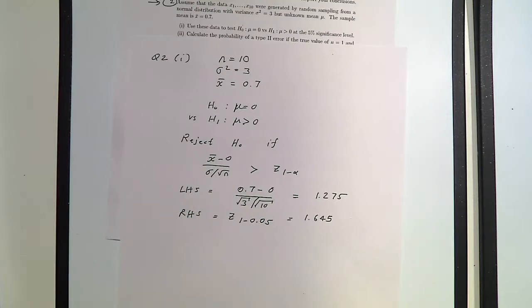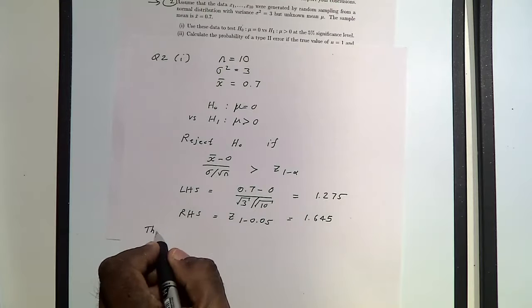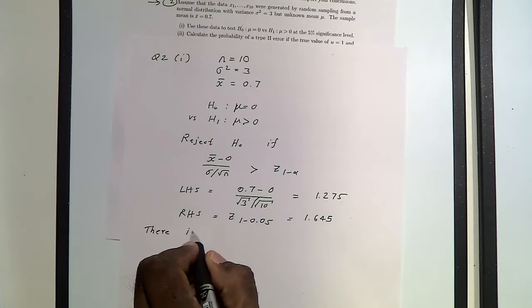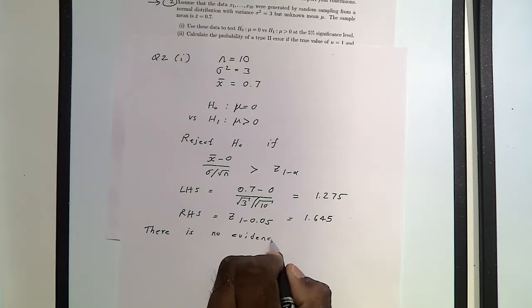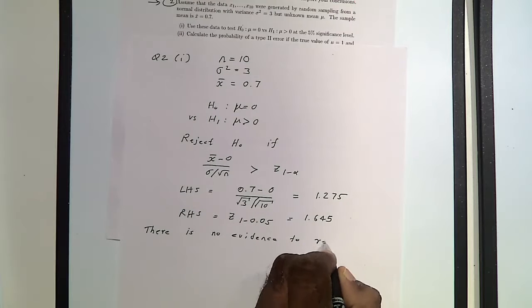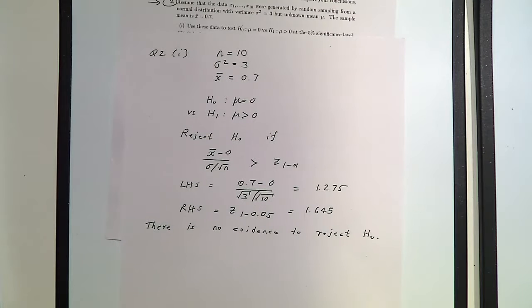So once again the left hand side is not greater than the right hand side. So the conclusion is the same: there is no evidence to reject H0. Is that okay with you guys? Question 2, part 1. Yeah?